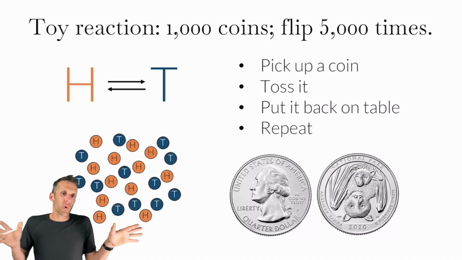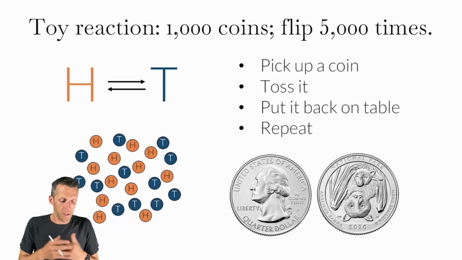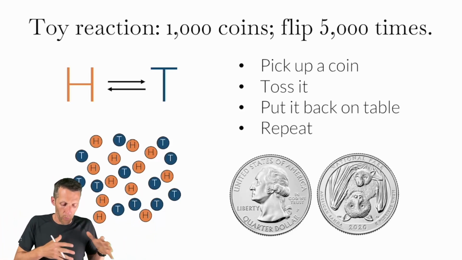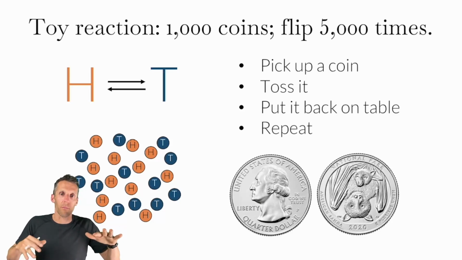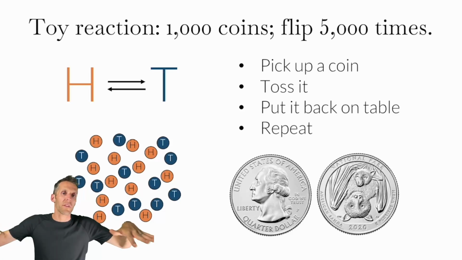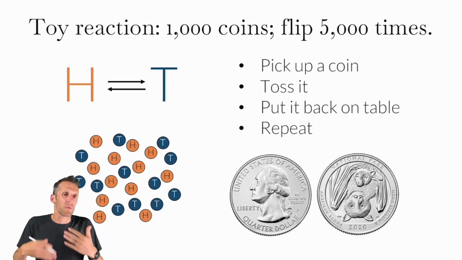And then we're going to imagine a toy reaction that's visible, that we can see with our eyes rather than a computer. Let's imagine we have a table that has 1,000 coins on it. Our moves are: we pick up a coin, toss it, and put it back on the table. Then we grab another coin randomly, toss it, and put it back. We just do this over and over. So, a big table with 1,000 coins where we're flipping them one at a time. We're going to do 5,000 flips and watch what happens.